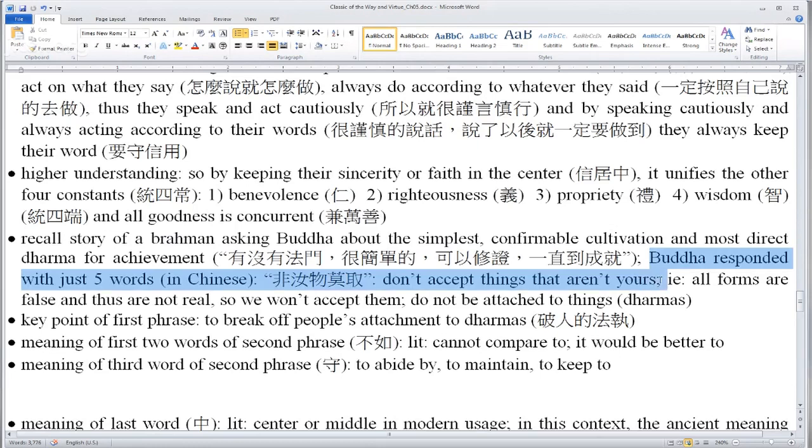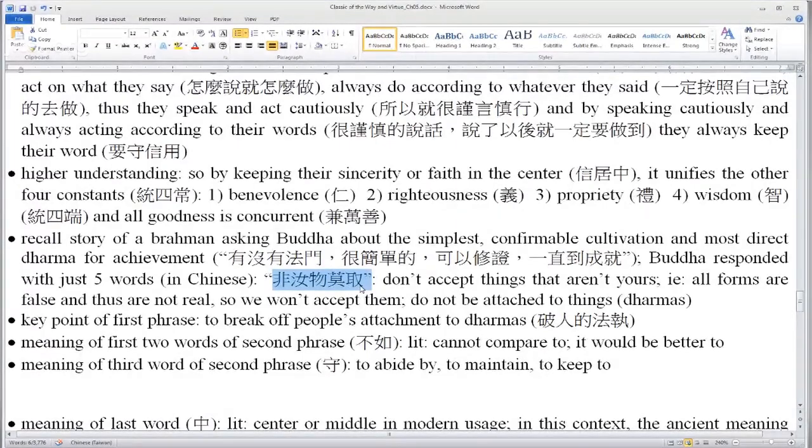So he said, well, he used 5 words in Chinese, but in English it's going to be more. He goes, yeah, there is. He just said this. I don't know if most of you have heard this story, but it's 非汝勿莫取, right? 非汝 means you, the formal term for you. 勿 means things. 莫 means not. 取 literally means to accept, to acquire, or to seek after.